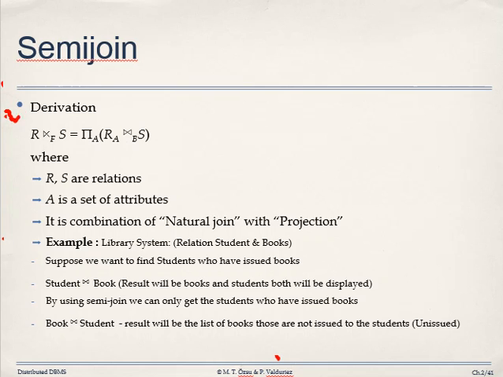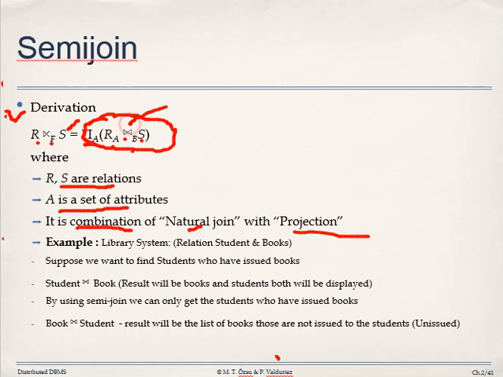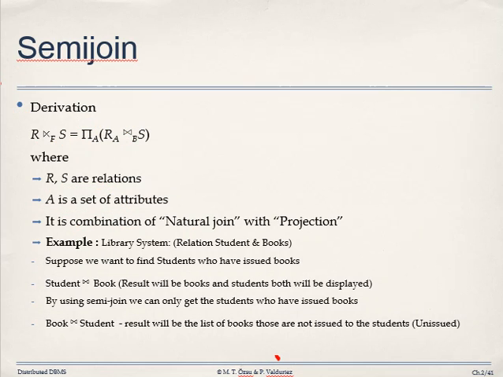Okay, now the semi join. Now the derivation of a semi join. R semi join S with the S relation, its general form is projection over A of R natural join S, where R and S are relations and A is a set of attributes. It is a combination of natural join with a projection. So semi join is nothing but a combination of a natural join and projection. This symbol indicates the natural join, and pi indicates a projection.